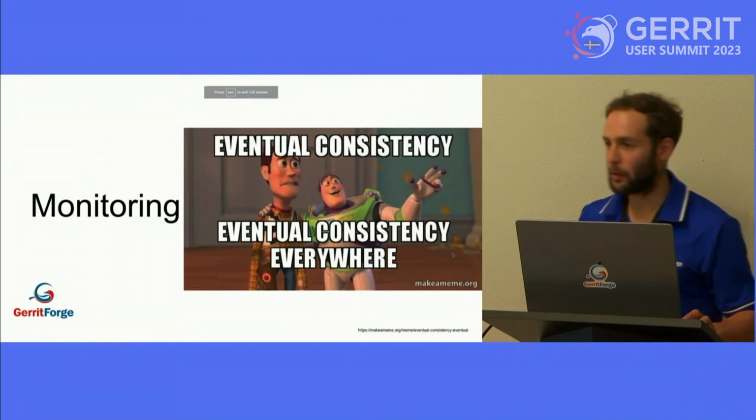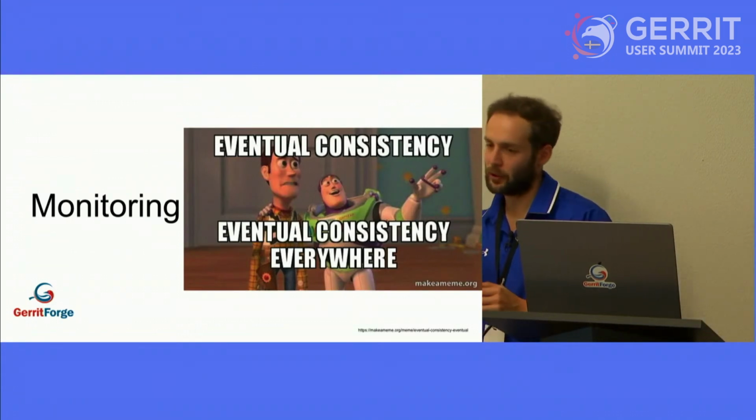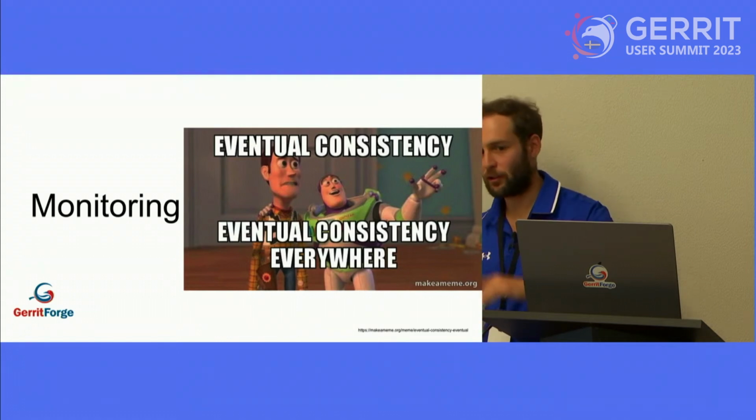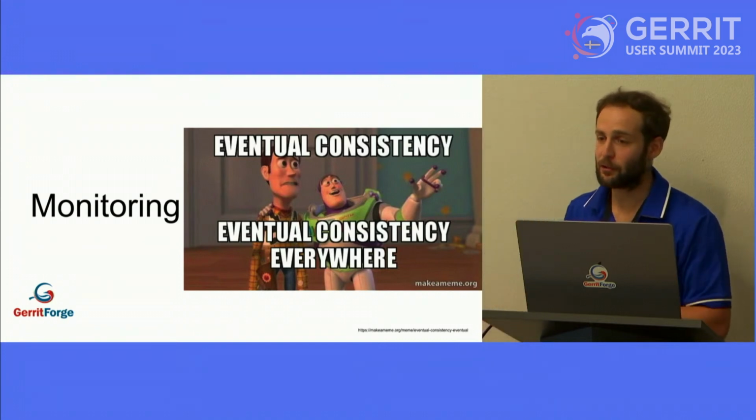So how do we monitor this, right? You guys saw how I was trying to debug this. I was going into the server, doing my git show-ref. It's okay if I've got a small setup like this, but really if I'm on a production system, this is not really going to scale, right? The problem here is eventual consistency.